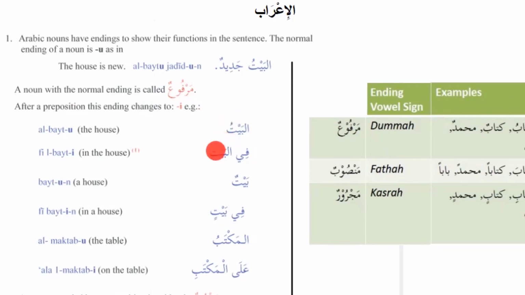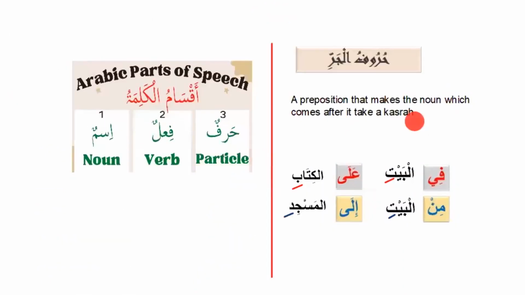And when we were talking about kesra, we said one of the conditions is harf al-jar. You see, preposition. After a preposition, this ending changes to e. So that is what these things do. This huruf, that is one thing they are known for. After they come, the noun that is following it will take kesra. I hope that is clear.